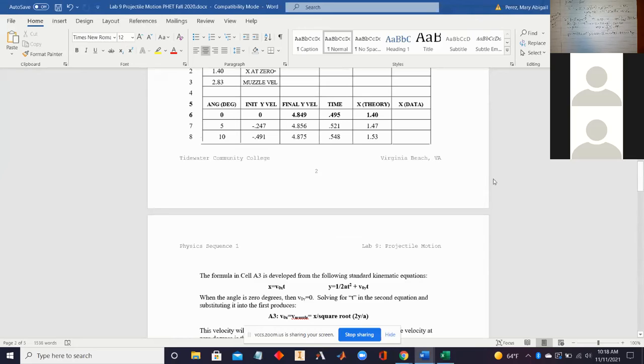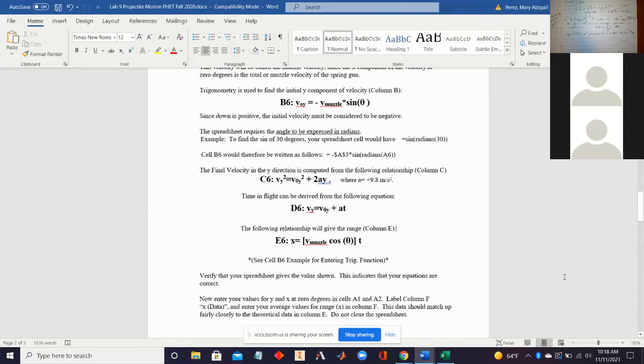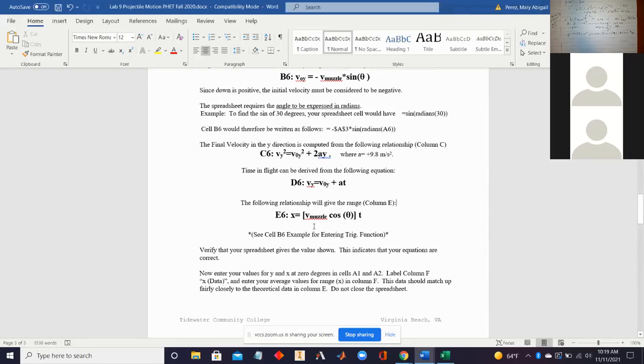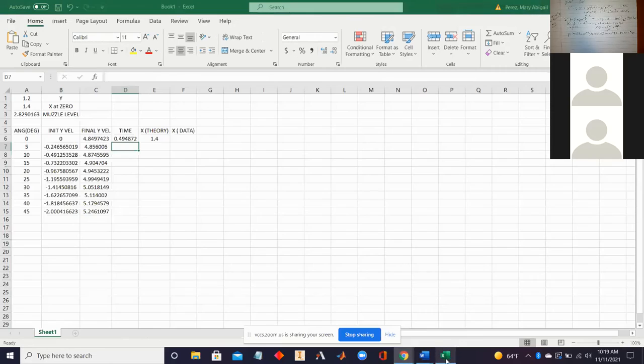Yep. And then X theory and X data. Okay, so in this one, they want you to give the range. So they're wanting the X. In this case, it's just muzzle velocity times the cosine theta times the time. The time is the previous column. The muzzle velocity is that A3 or whatever it is. But you got to remember cosine theta. Do you want this in radians again? Yeah, exactly. That's the main thing. You got to convert it by multiplying by pi over 180. Or put the radians before? Exactly. You could do that as well. There's a radians function in Excel.